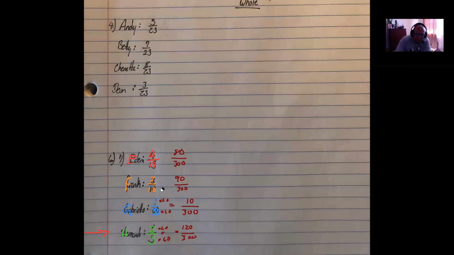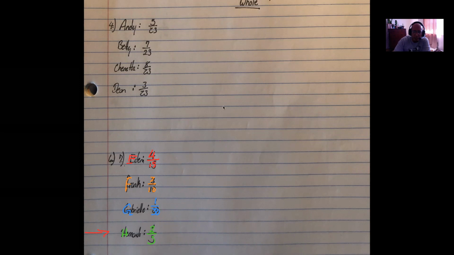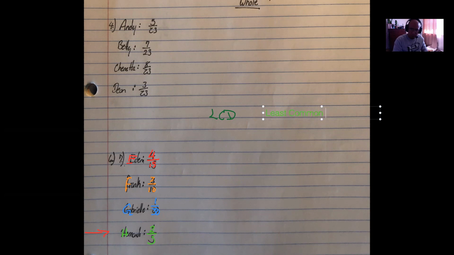So what we can do, ladies and gentlemen, is instead of trying to get all of these to equal 300 again, we can find what is known as the least common denominator, or LCD, as you'll see it sometimes. It's called the least common denominator, or LCD. And feel free to write that in your notes, actually. I didn't type it up for you, but that means least common denominator. The least common denominator. LCD.